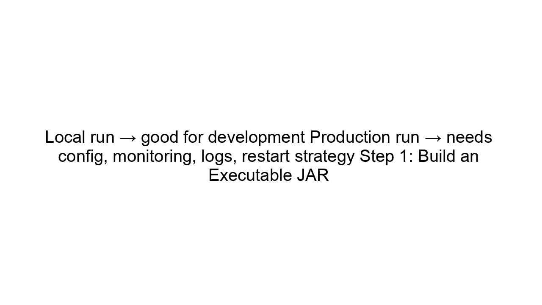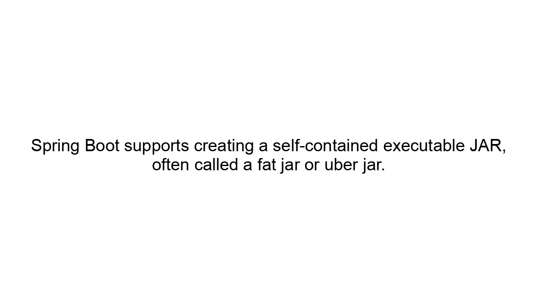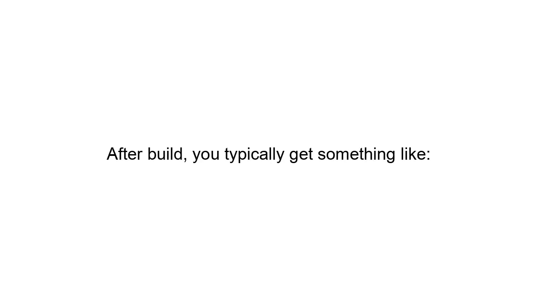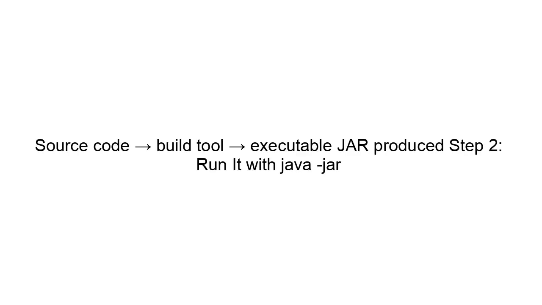Step 1. Build an executable jar. Spring Boot supports creating a self-contained executable jar, often called a fat jar or uber jar. Maven: mvn clean package. Gradle: gradle bootJar. After the build, you typically get something like target/myapp.jar. Example concept: source code goes through the build tool, which produces the executable jar.